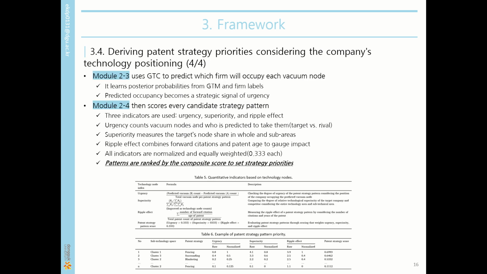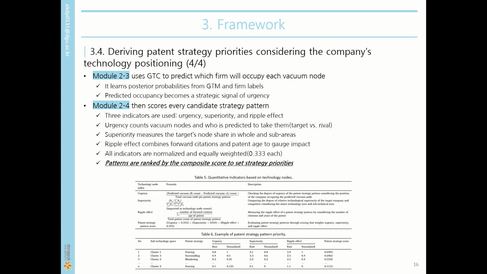In Module 2-3, this study applies a GTC classifier to each vacuum node to predict the most likely occupier and its probability using GTM responsibility and form labels. This probability acts as a forward-looking urgency signal.